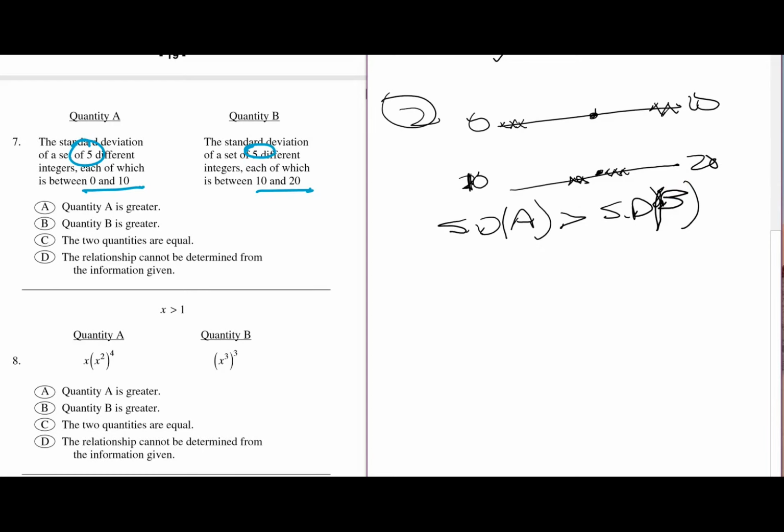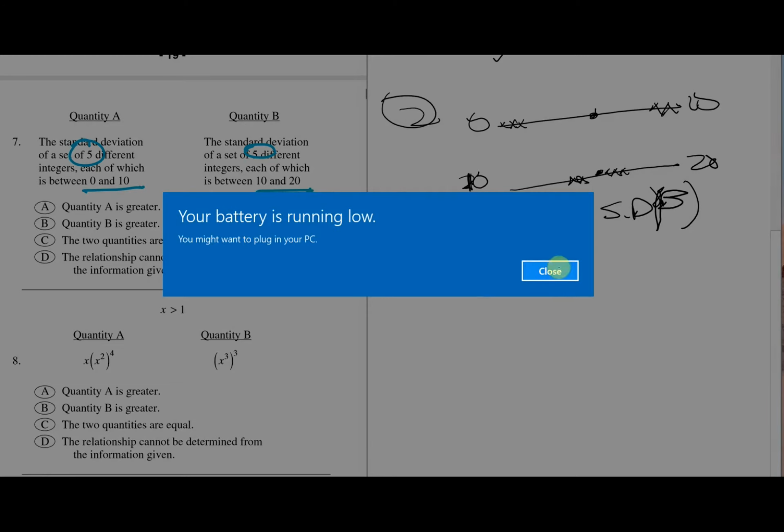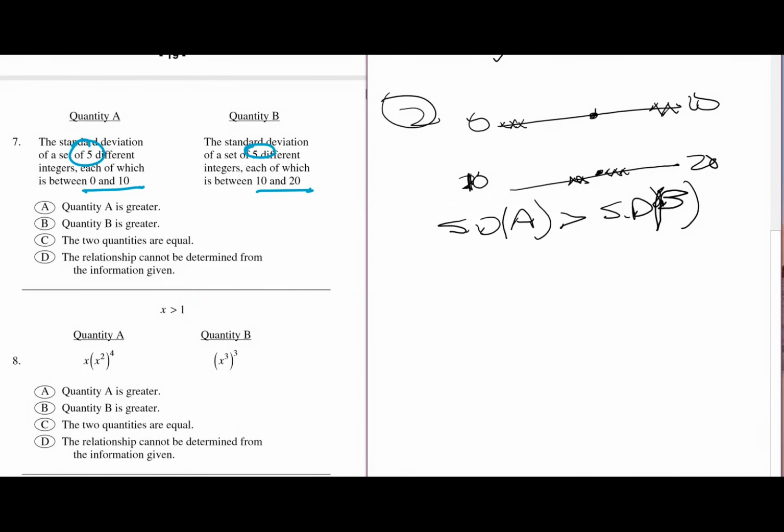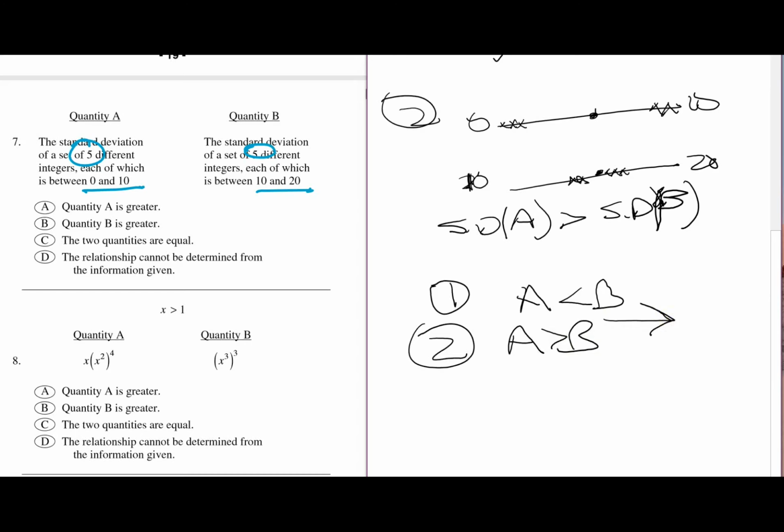So the key here is that it isn't true for all cases. What I mean by that is, this relation implies, for 1, we know that A is less than B. And for 2, we know that A is greater than B under the given scenarios. So therefore, we know the answer is again D, because it doesn't hold true in every single case.